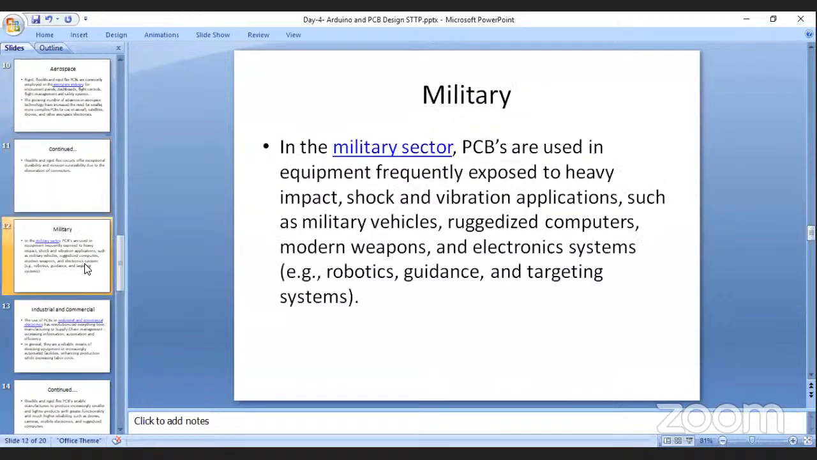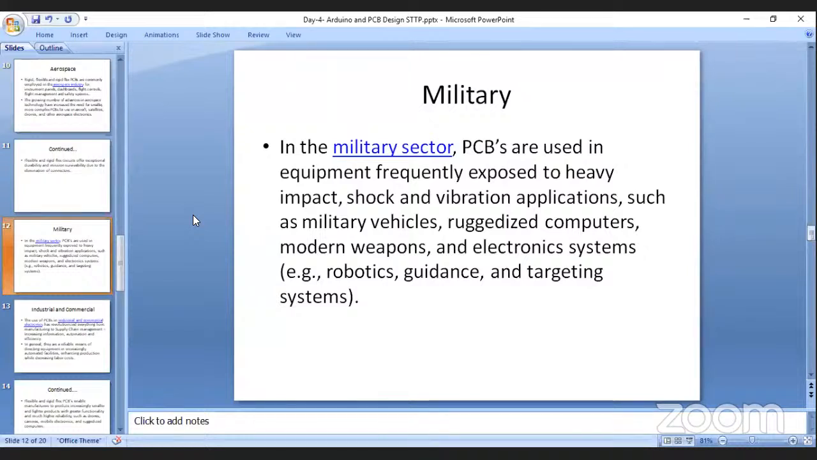After that, we'll go ahead with another very popular industry, that is the military sector, military area, right? In the military sector, PCBs are used in equipment frequently exposed to heavy impact, because in the military sector there are the rigidity of your design, vibrational applications, or shock absorbance in vehicles, different military vehicles, rugged computers, or modern weapons and electronic systems like robotics, guidance systems or targeting systems. These kinds of systems are very crucial in the military section, right?